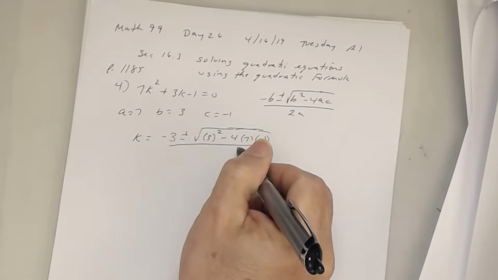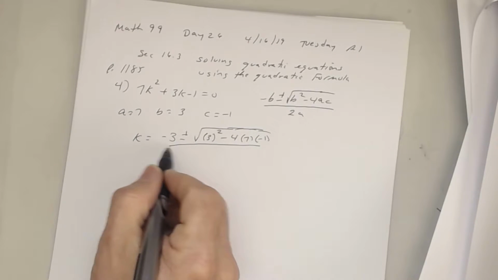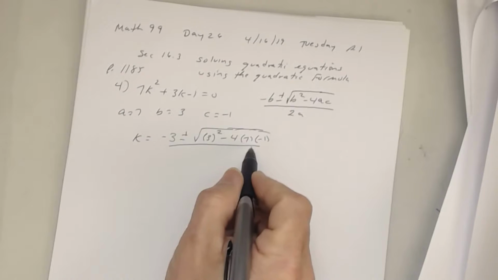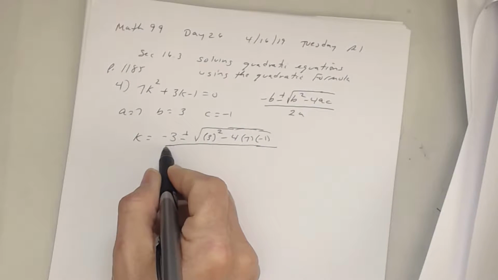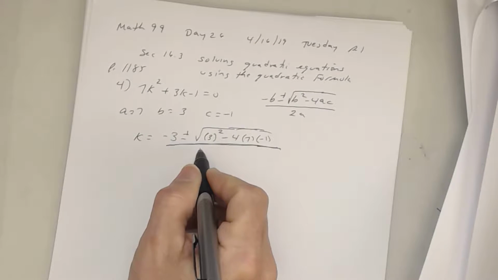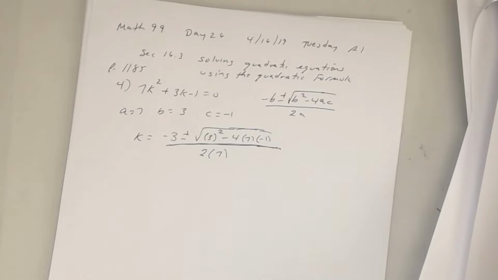And the whole thing, make sure you do the whole thing. Don't just do that square root divided by 2a. It's the whole thing. So make sure you extend it, just like I did, from negative 3 all the way to the end of the square root symbol. All that's being divided by 2 times a, and what's a? 7. So that's the first thing you're going to do. You just plugged in. Now you're going to chug some stuff.